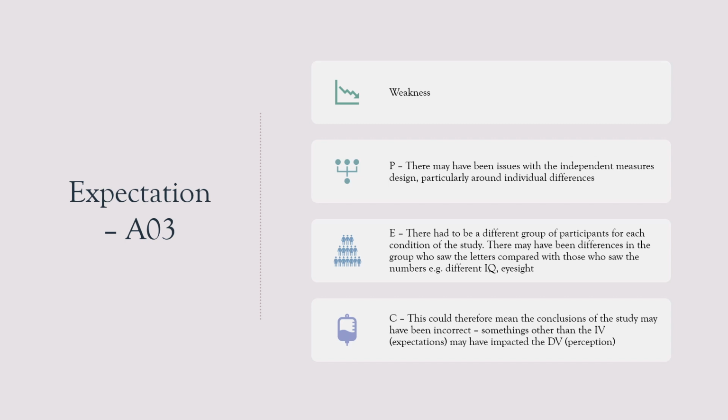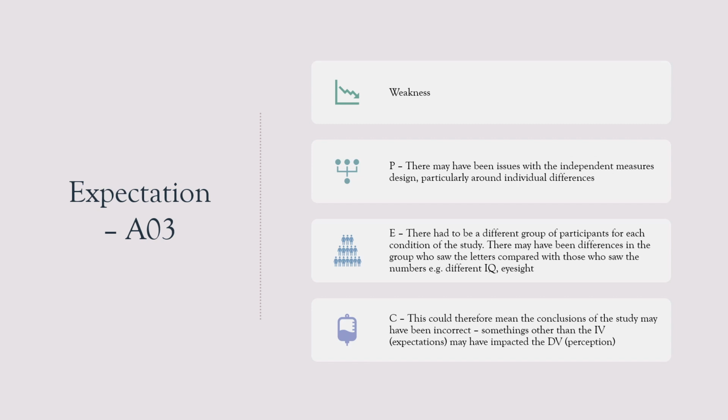The problem here is that you've got different groups of participants in those two different groups. So you've got a group that are just seeing numbers and a group that are just seeing letters. Well, what we don't know is that there could have been other aspects to those groups of people. So it could have just so happened that accidentally you had a group of dyslexics seeing the letters, and so they might have been worse, or you could have had a group of really clever people and they could have been better. And so you've got things that aren't the IV, aren't the expectation, that are affecting the DV, the perception. And so that's an issue potentially for the study. So it could mean that the conclusions of the study might be incorrect. You've got something other than the IV affecting the DV.